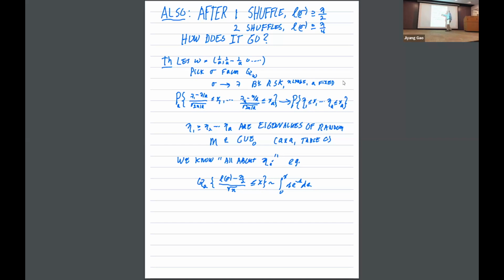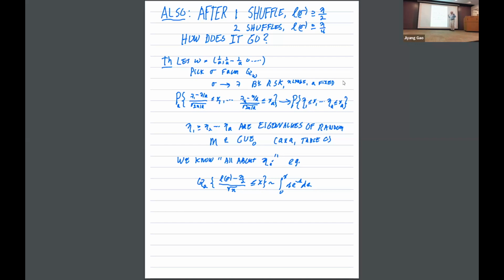And what this says is, look at the number of boxes in the first row, subtract off n over a, and then standardize it by root 2n over a. What's the chance that that's less than or equal to x1? The number in the a-th box minus n over a is less than or equal to x_a. So look at the lengths of the rows in RSK, there'll be a of them.